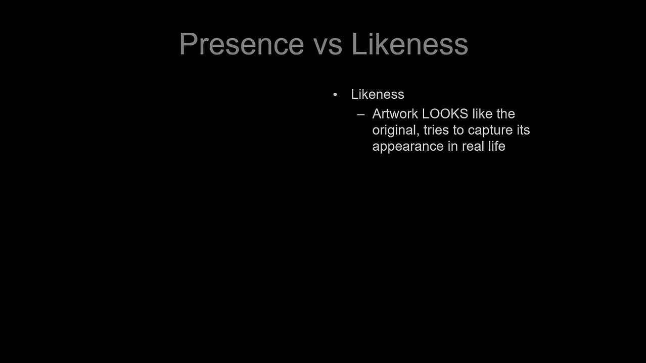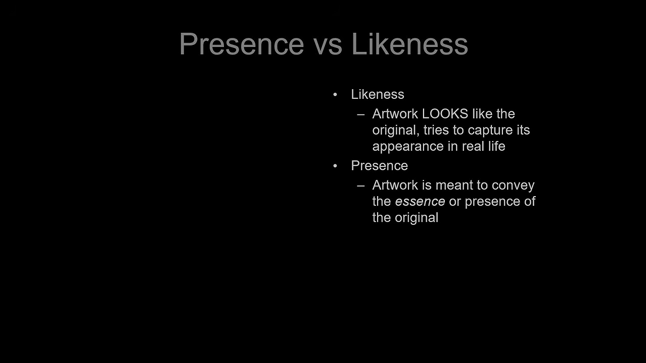One of the other big concepts that we're going to talk about a lot is this concept of presence and likeness. These are ideas that come from the art historian Hans Belting. He wrote a very important book on this called Images in the Era Before Art. It's about medieval art. And what he says is that there's two ways that we can conceive of an image. One is likeness. That's whether it's an artwork that looks like the original and tries to capture its appearance in real life. The other concept is presence. And this is artwork that is not meant to convey the way it actually looks. It's meant to convey its presence.